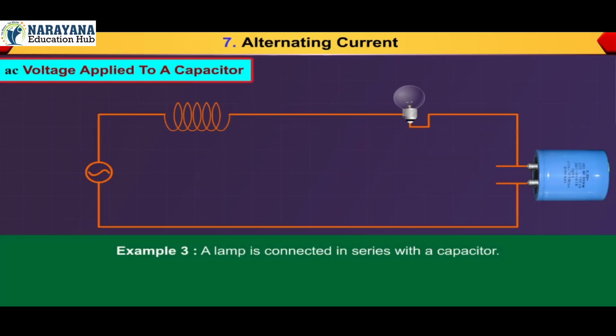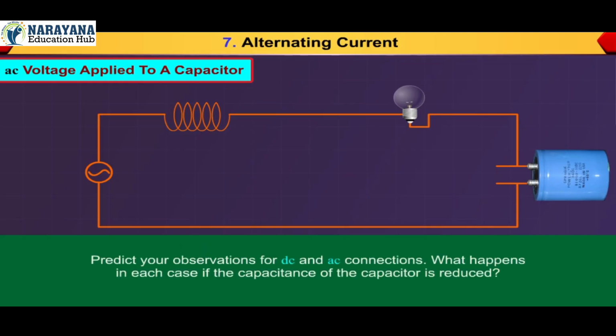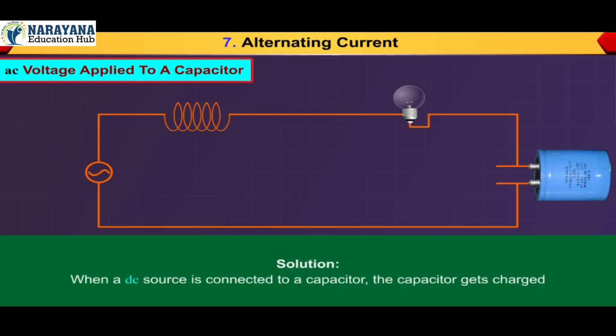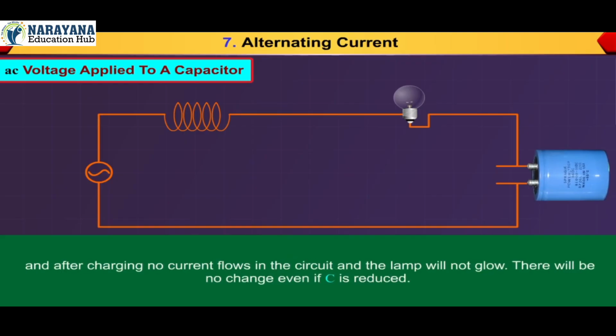Example 3. A lamp is connected in series with a capacitor. Predict your observations for DC and AC connections. What happens in each case if the capacitance of the capacitor is reduced? Solution: when a DC source is connected to a capacitor, the capacitor gets charged, and after charging, no current flows in the circuit and the lamp will not glow. There will be no change even if C is reduced.